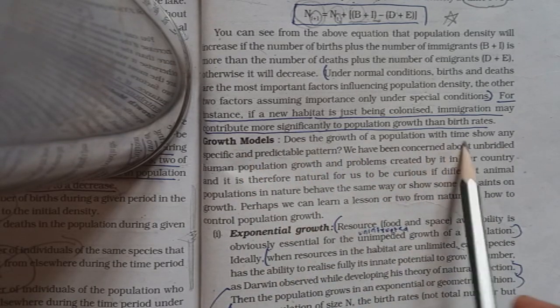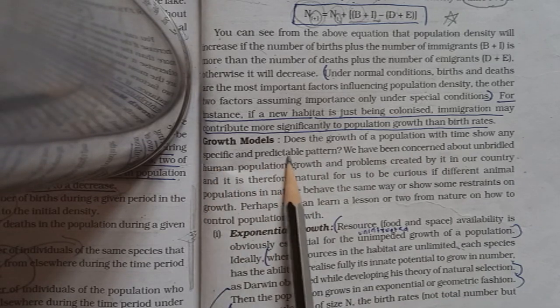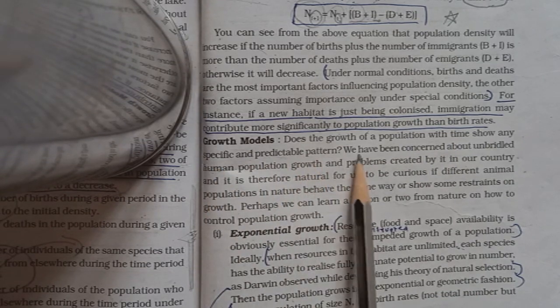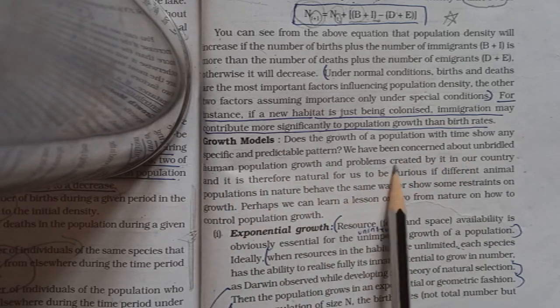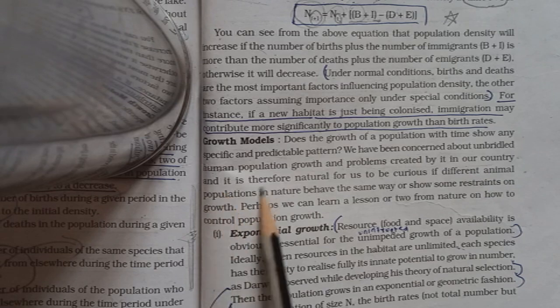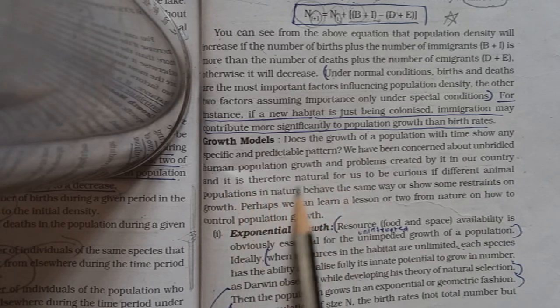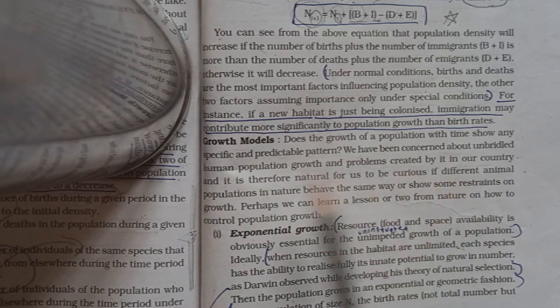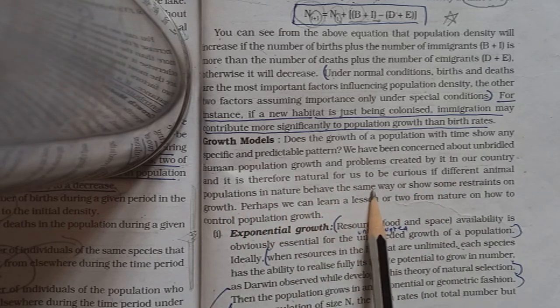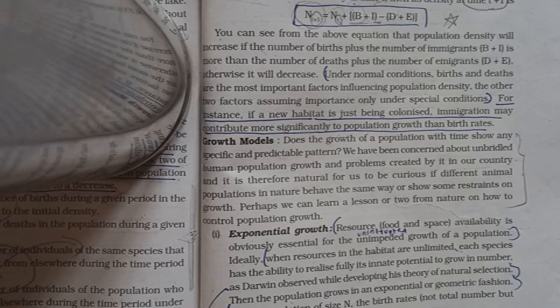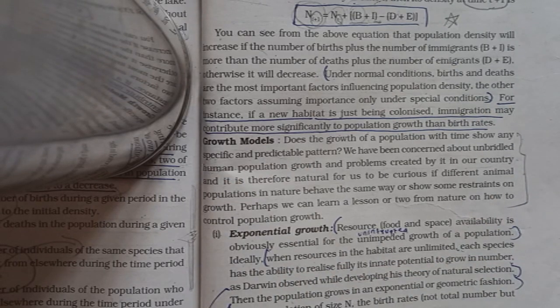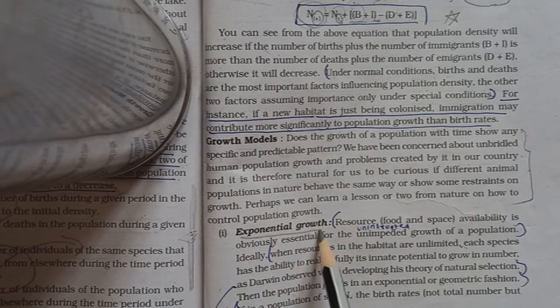Does the growth of the population with time show any specific predictable pattern? We have been concerned about unbridled human population growth and the problems created by it in our country. Therefore, it is natural for us to be curious whether different animal populations in nature behave the same way or show some restraint on growth. So this is general information on how growth models can grow. It can be in the form of exponential growth.